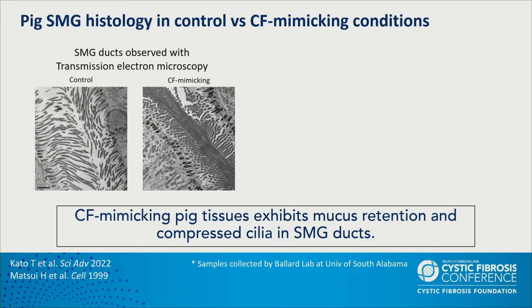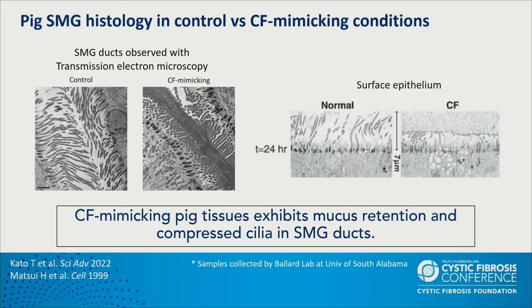We investigated the histology of the gland duct and the transmission electron microscopy, and in CF, we observe the gland mucus retention in submucosal gland duct with compressed cilia. In contrast, we don't see such mucus retention or ciliary compression in the control condition. Actually, these observations are very similar to what is observed in surface epithelium in health and CF.